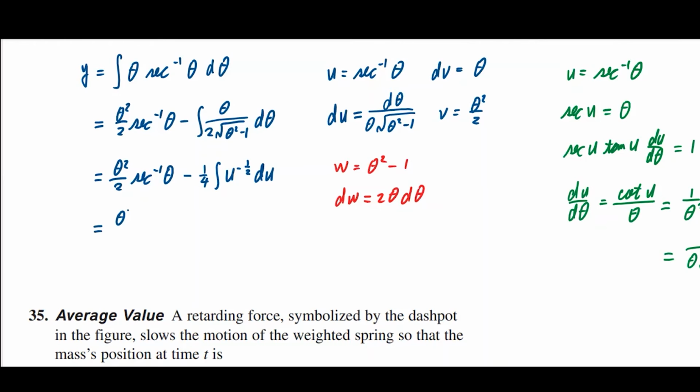So we have theta squared over 2 inverse secant minus, and this thing is w to the 1/2 power. Good. So you have to multiply by the reciprocal, so therefore this thing becomes 1/2 plus c. Wait, should it be W instead of U?